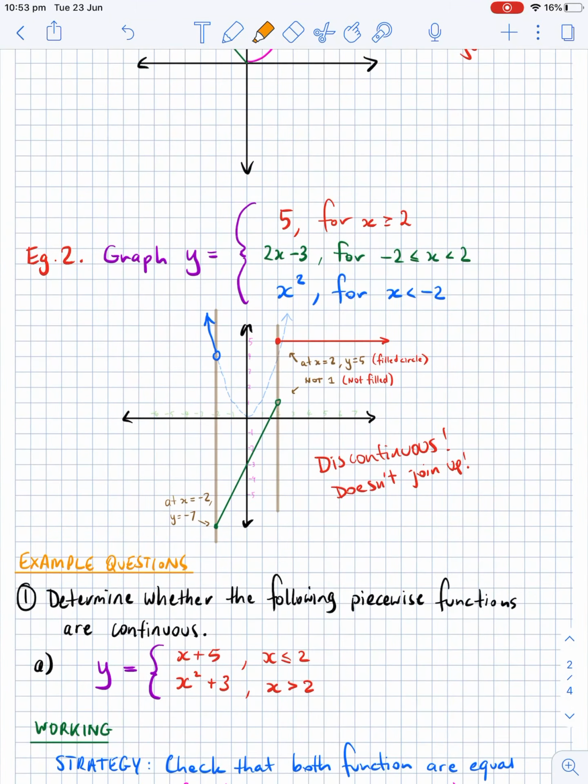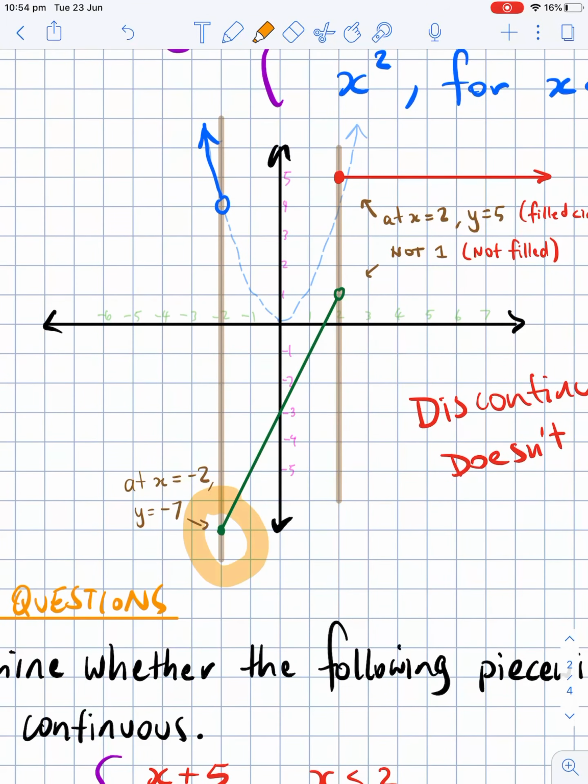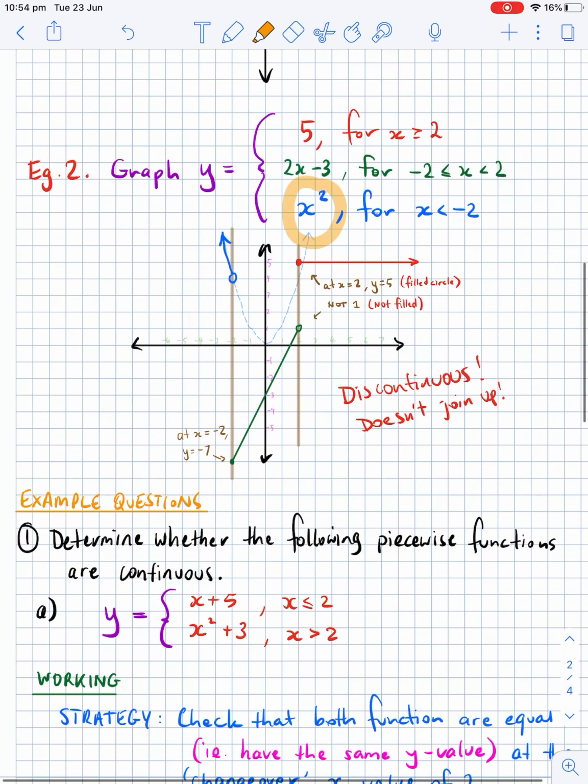And the way that we know this is based on whether x is equal to or less than, etc. So because y is equal to 5 when x can be equal to 2, that means at 2 we have to make sure this is coloured in for this function of y equals 5. And same down here, when x is equal to -2, it's equal to this green function. So that's why the coloured in circle is down here on this green function and not on the blue function, which was x squared, which is just for x less than -2.